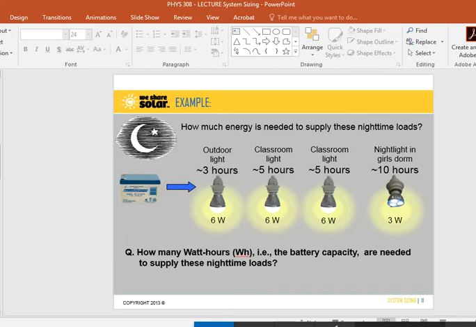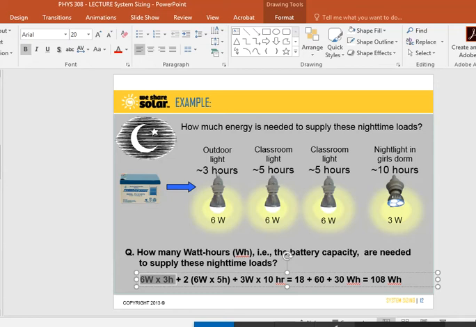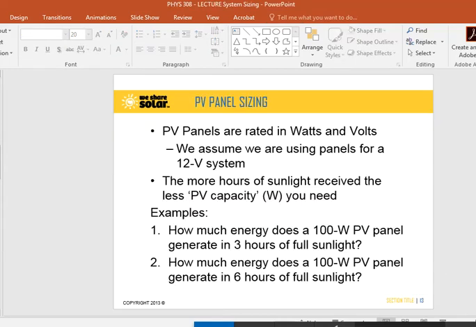So how many watt hours in the total battery capacity are needed to supply these nighttime loads? Well, we'll take the first one, the 6 times 3 hours, so that's this one here, plus 2 of the classroom lights. Let's imagine that we have 2 classroom lights, and each one is 5 hours times 6 watts. So in other words, that's 30 watt hours, but we're multiplying this by 2 because we have 2 of these classroom lights. And then we have 3 watts times 10 hours for the dormitory. So you add up all those numbers together, 18, 60, and 30, and you get 108 watt hours. That's our nighttime loads that we'll need for this example.